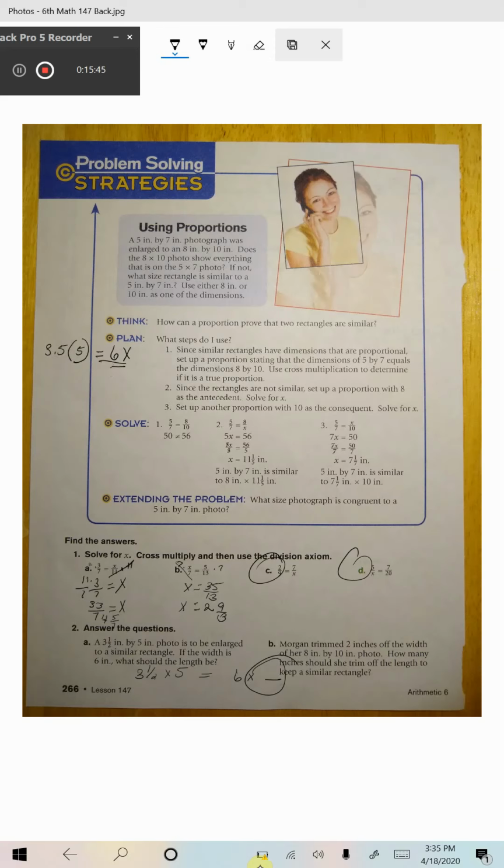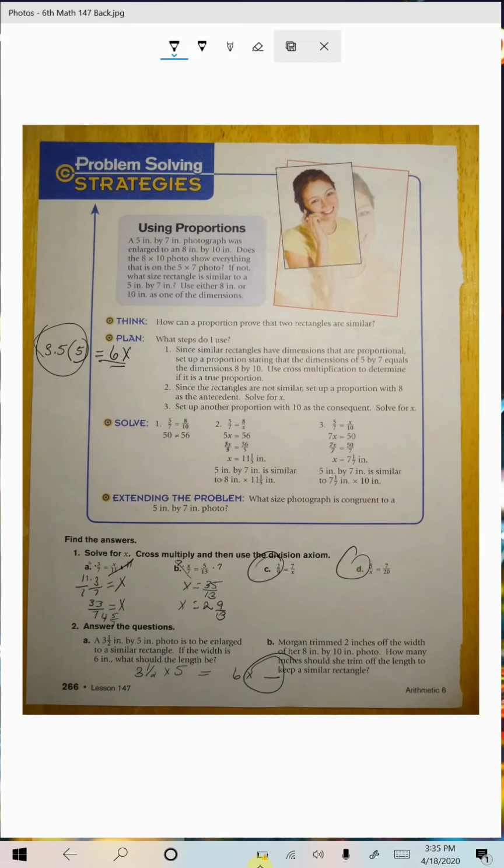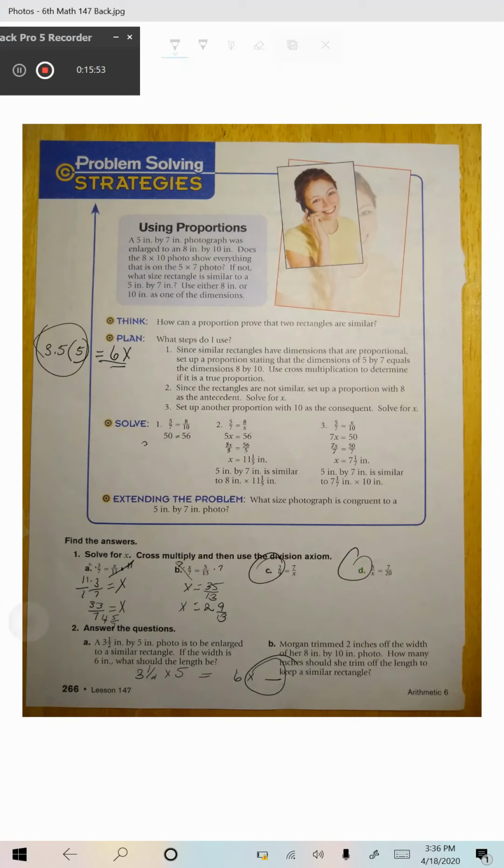We want to solve this because we can. 3.5 times 5, right? All right. I don't have any room in here. Let me try to fit it. So let's do 3.5 times 5. Do you get 17.5? I think I do. Yes. So that equals 6x. At that point, let's get rid of that by dividing by 6. So this would be divided by 6.